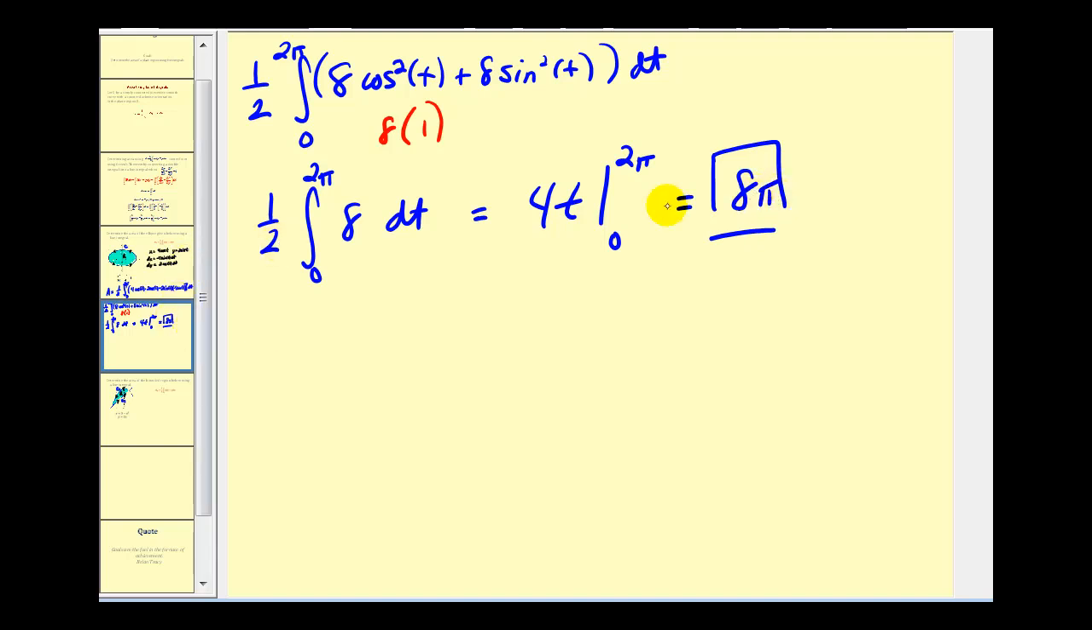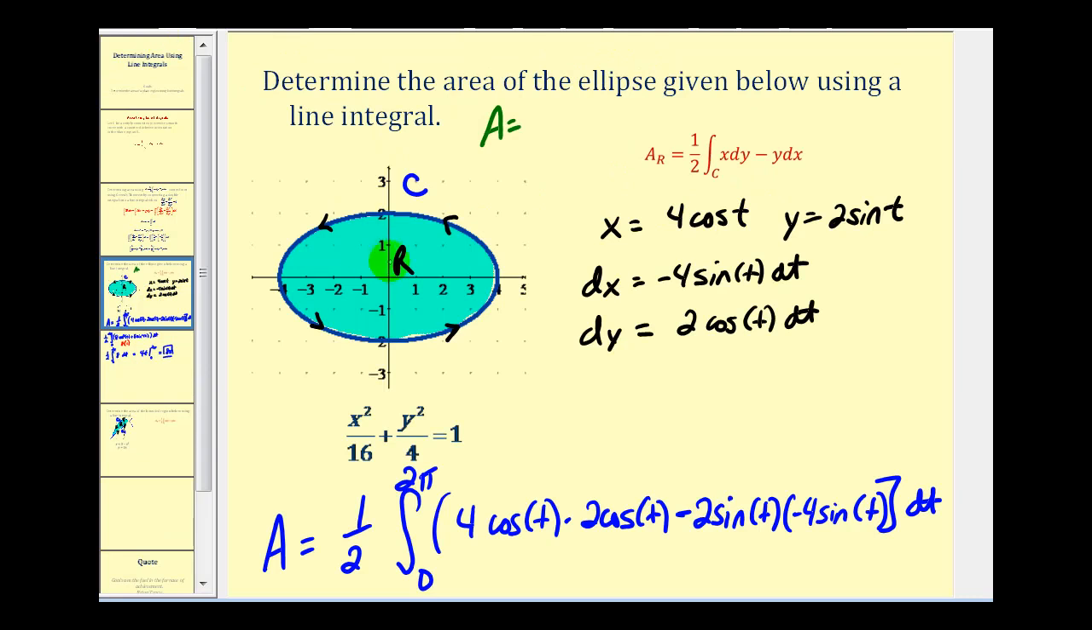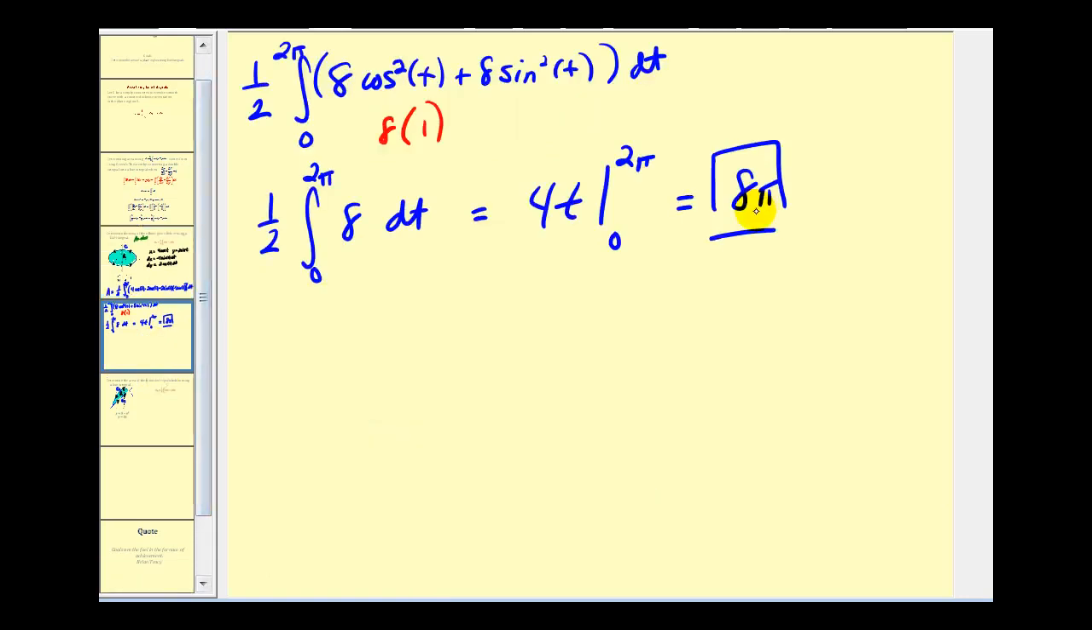Let's go back and take a look at that. Remember the geometric formula to determine the area of an ellipse is a times b times pi. Well, a is equal to 4 and b is equal to 2, so that verifies our area should be 8 pi, which is what we found using a line integral.